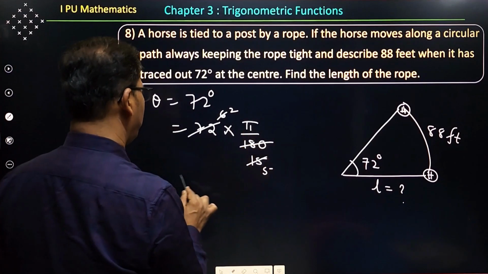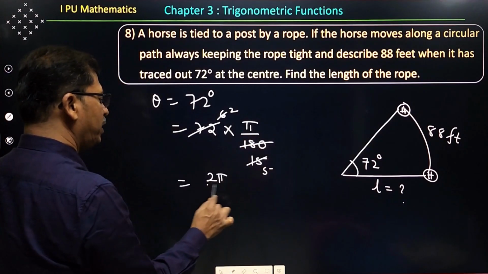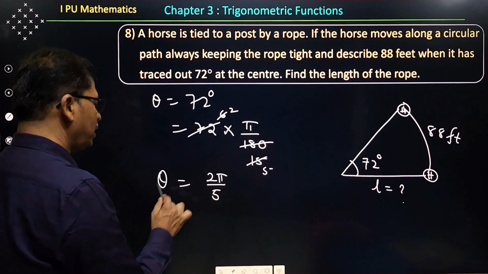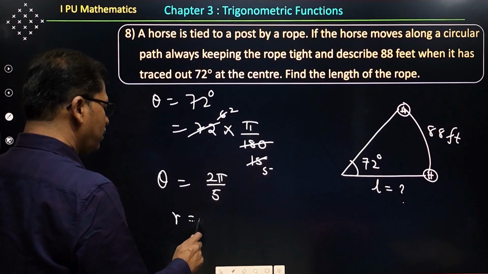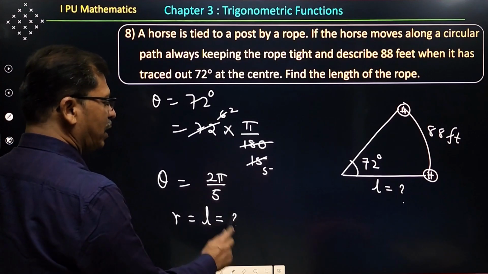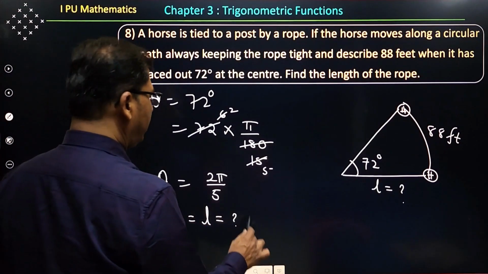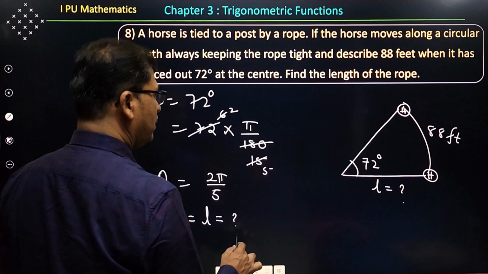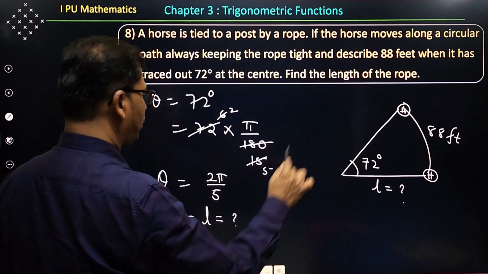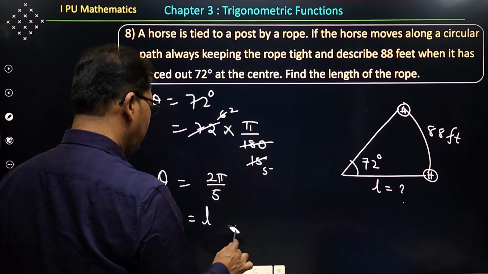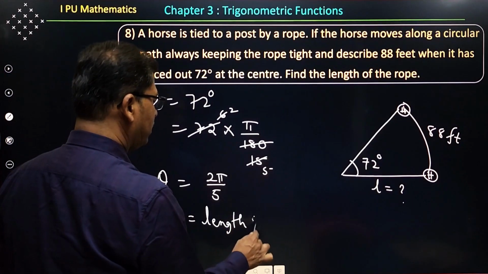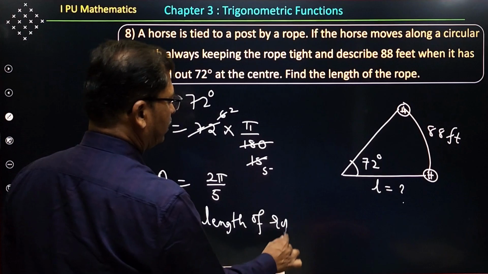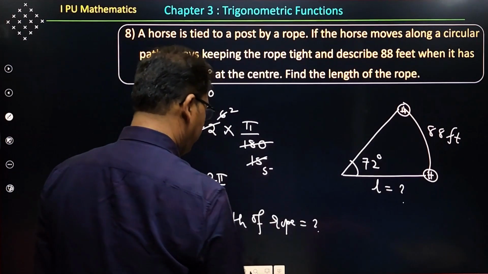2 pi by 5, this is 2 pi divided by 5 radian. This is what the angle theta is. Now R itself becomes equal to L in this case. This is to be calculated. R is equal to the length of the rope. The L notation aside, R itself is nothing but the length of the rope. Length of rope. This is to be calculated.